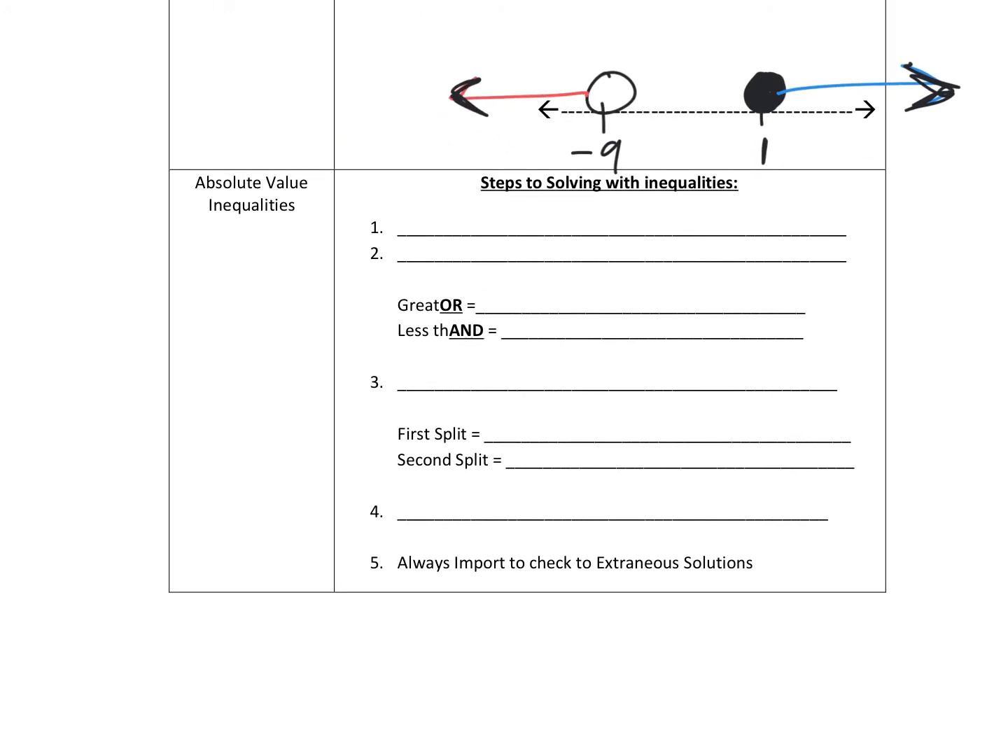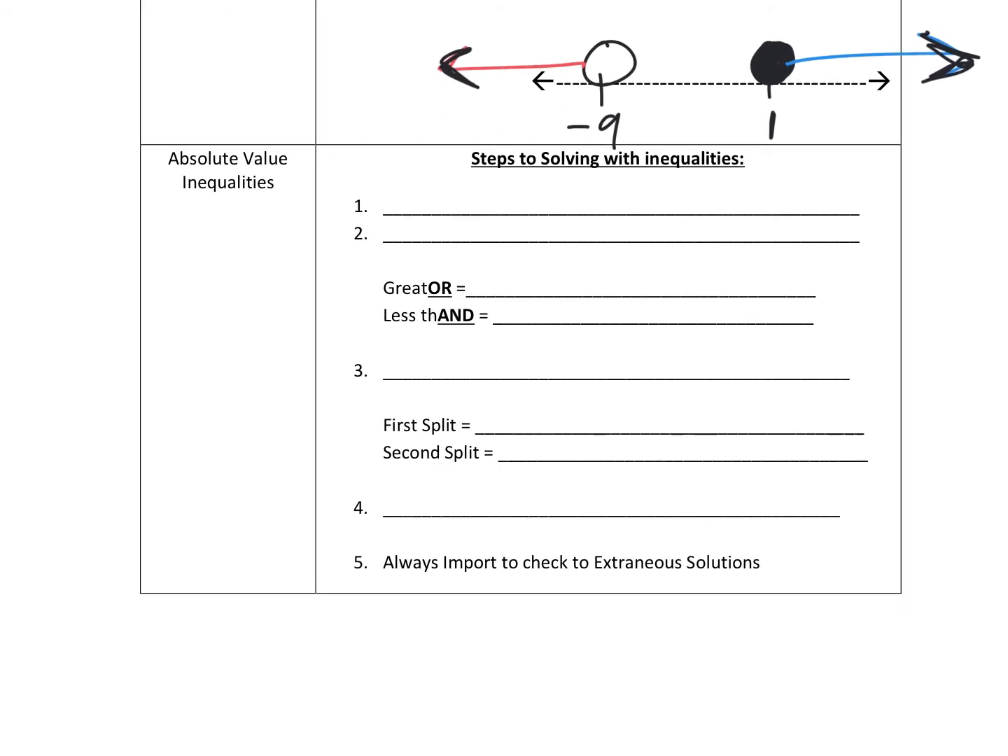Okay. Absolute value inequalities. These are not too bad. First step, you've got to isolate the absolute value. Get that by itself. The next step, you've got to make a big decision here. Is this going to be an AND function or is it going to be an OR function? How do I know which one is which? Do I get to pick? No. You've got to pay attention to the sign.